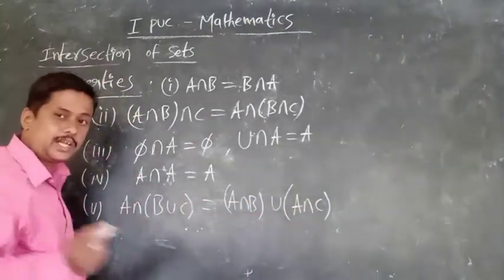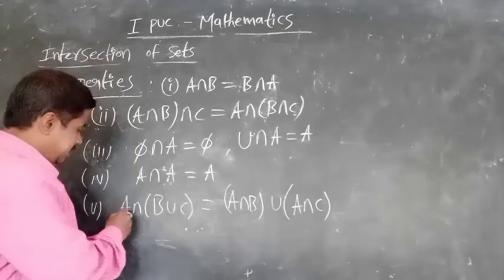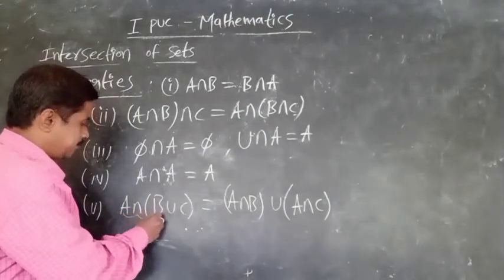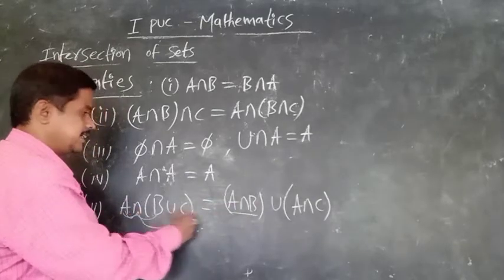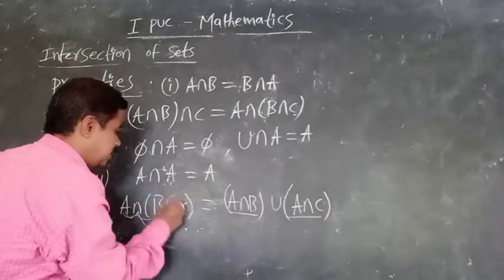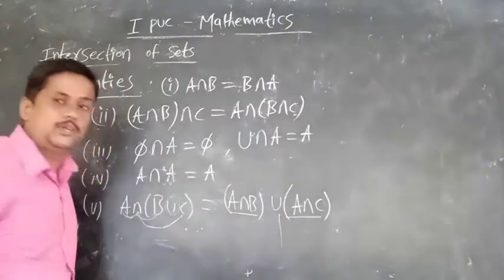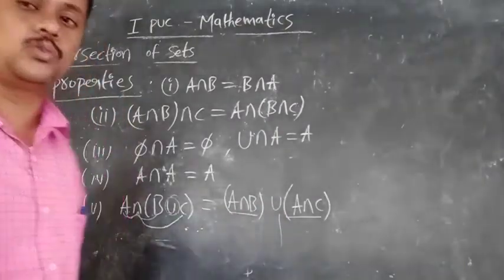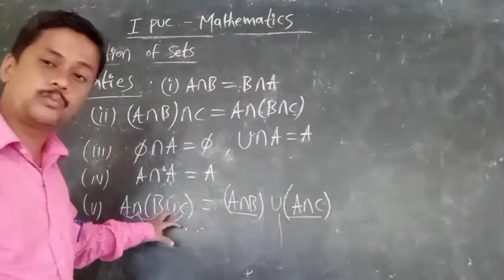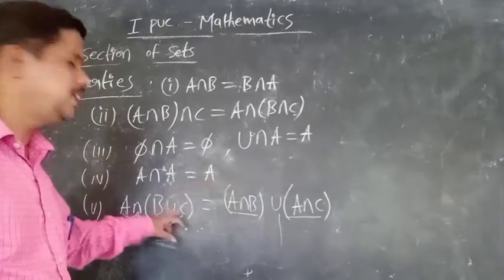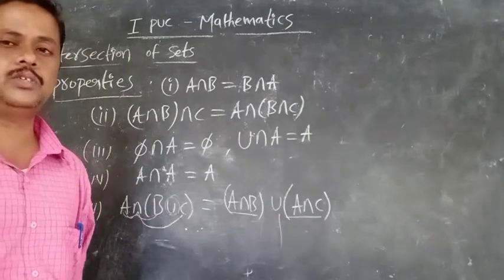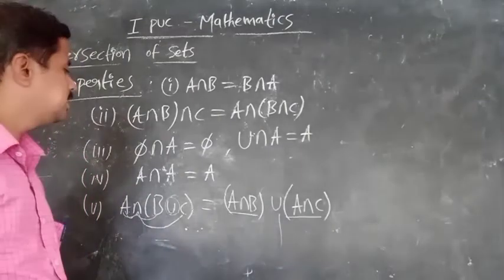A intersection B, A intersection C, and in the middle there is a union. Like that you have to understand. Okay, A intersection B, A intersection C, in the middle union. Understood? So this is one of the distributive laws.